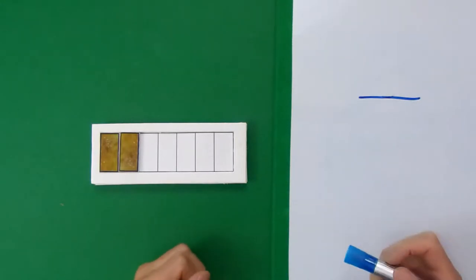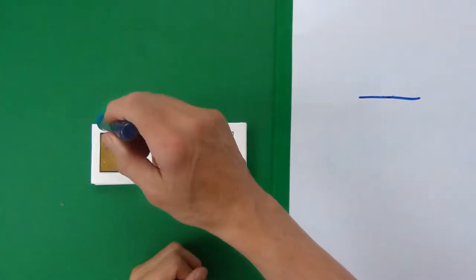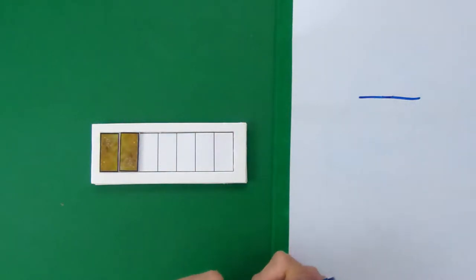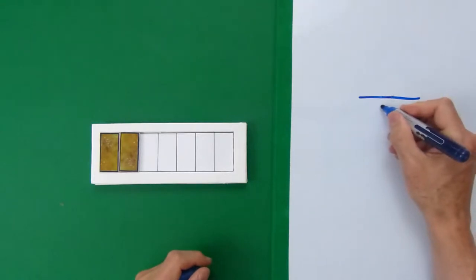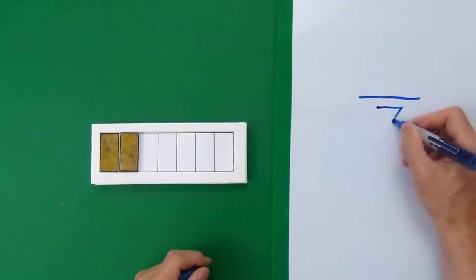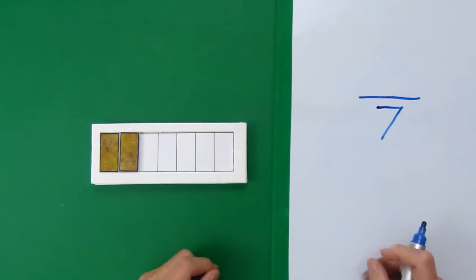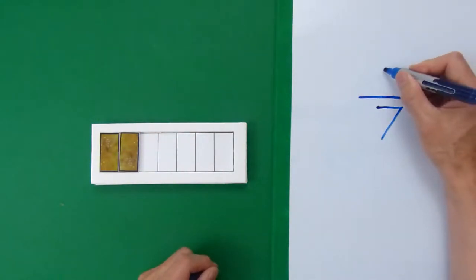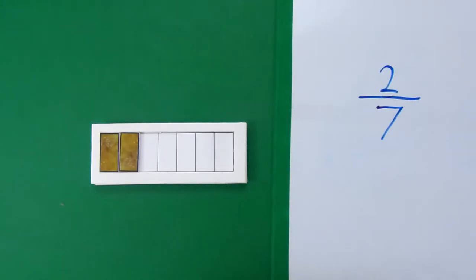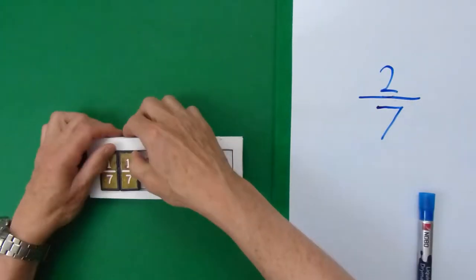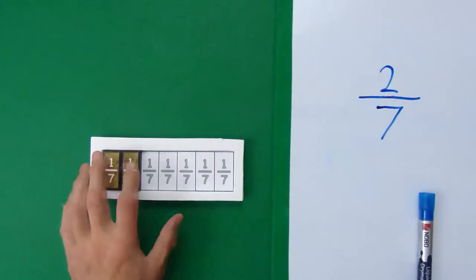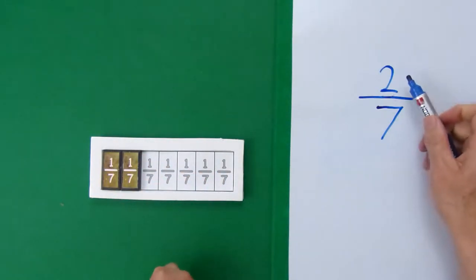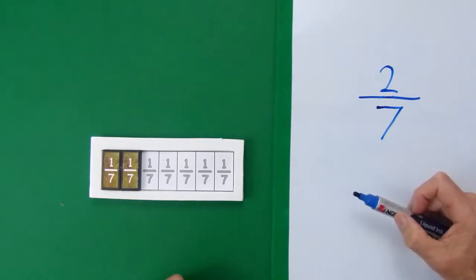Same as in the last question, the pizza strip is cut into 1, 2, 3, 4, 5, 6, 7 pieces. So sliced into 7 pieces, so the bottom number is 7. We have got 2 pieces, so the top number is 2. So what we have is 2/7 out of the whole 7/7. We've got 2/7.